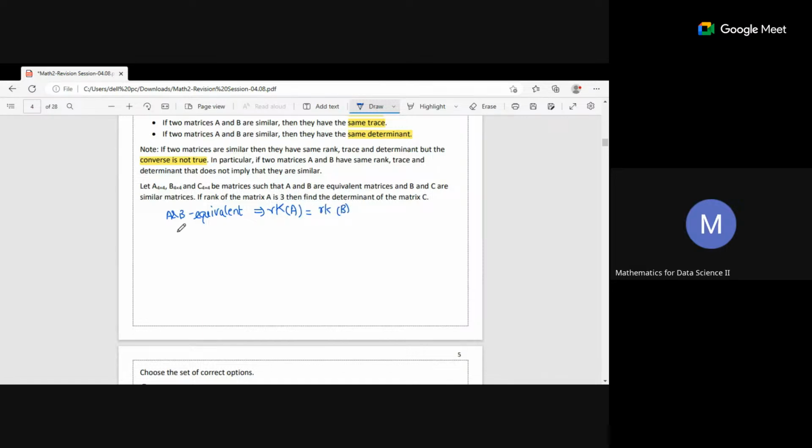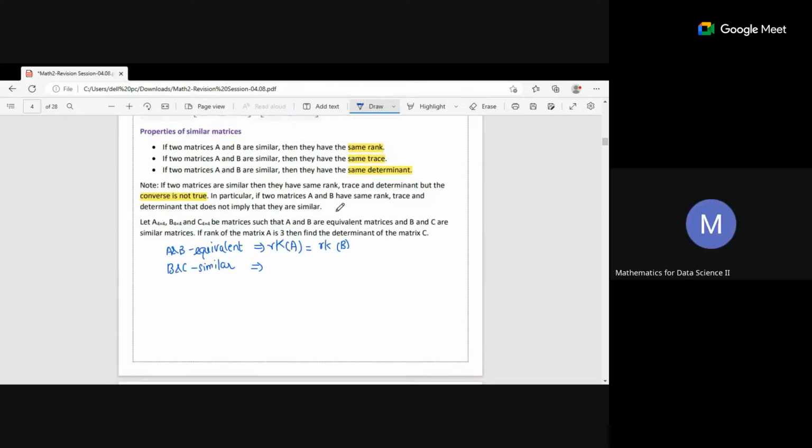All right. And B and C are similar implies that, what does B and C similar imply? You have all this condition: same rank, same determinant. The condition we need here is about the determinant. So let us write determinant of B is equal to determinant of C.